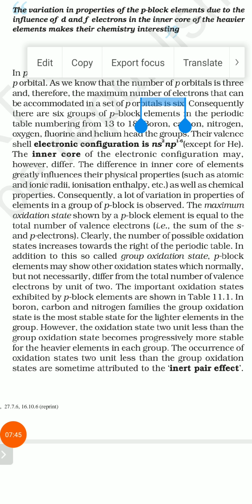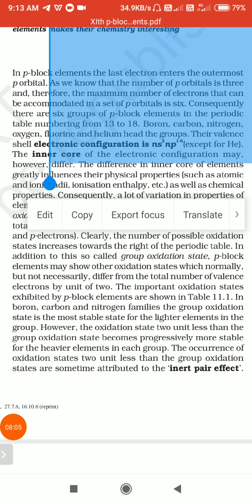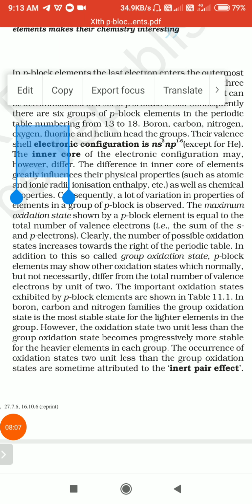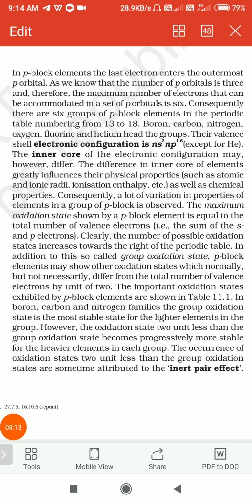Right. So where is the p block element present in the periodic table? It is present from the 13th group up to the 18th group. Group 13 to group 18. So these elements are called p block elements.